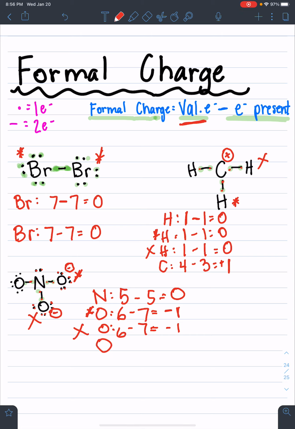Finally, the last O normally has 6 valence electrons. It actually has 1, 2, 3, 4, 5, 6, 7. So 6 minus 7, and it's going to equal negative 1. So it also has a negative charge by it.